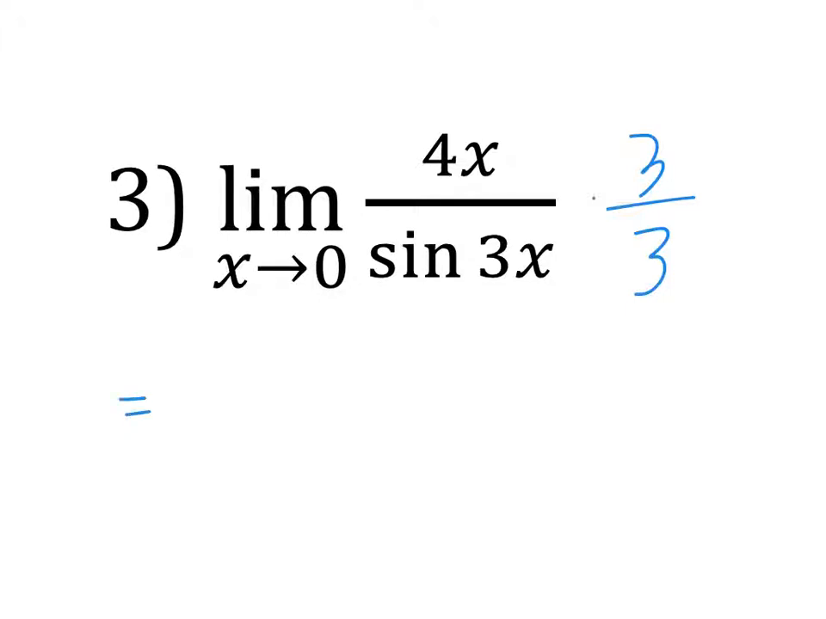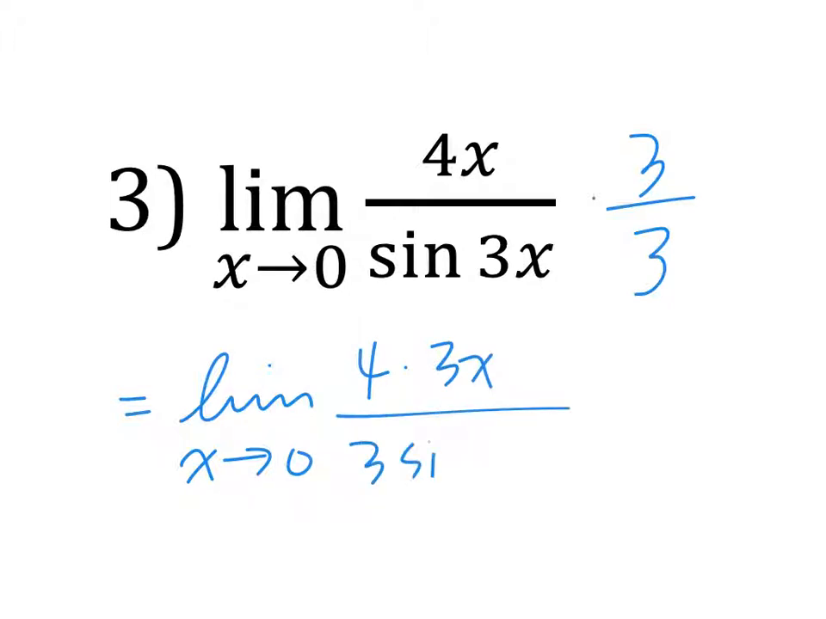Okay, so if I do that, I have a limit. I'm just taking this the long way. I'm sure you can start taking shortcuts at this point. So that's 4 times 3x over 3 sine 3x. Okay, now what does this limit go to? 4/3. Can you guys all see that? Yeah. Okay, so the 3x and the sine 3x cancel, so it's just left with 4/3. Got it?